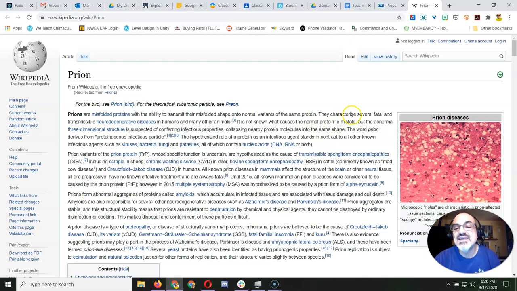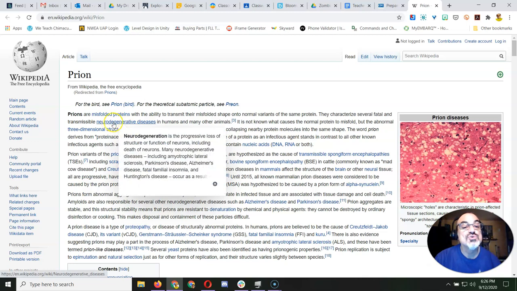And they characterize several fatal and transmissible neurodegenerative diseases in humans and many other animals. Neuro, that N-E-U-R-O, means brain. So neurodegeneration is the progressive loss of structure and function of neurons. Neurons are brain cells. So they could kill your brain cells, and that's bad.